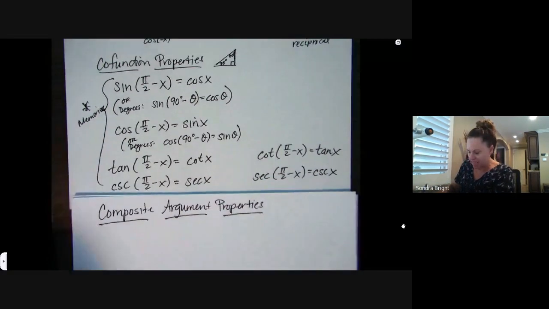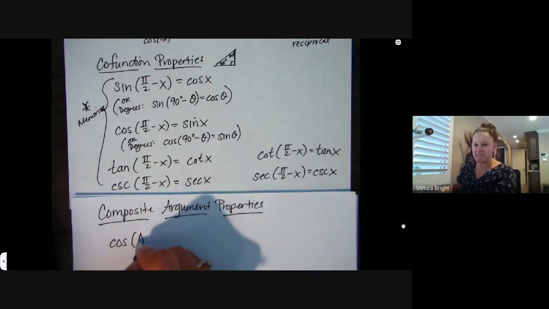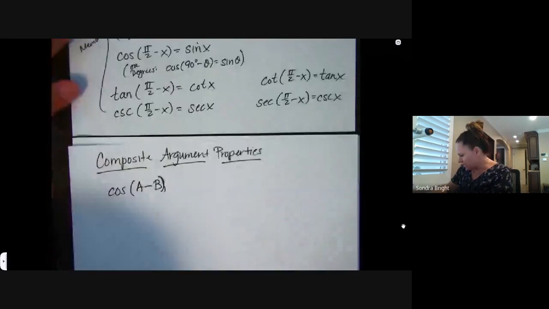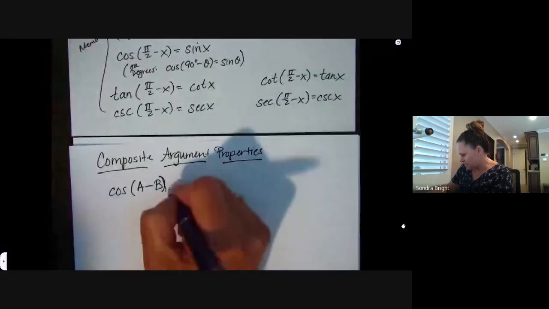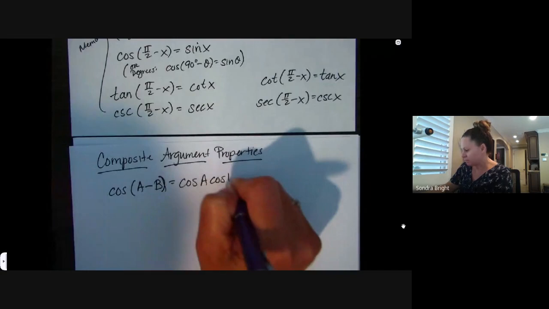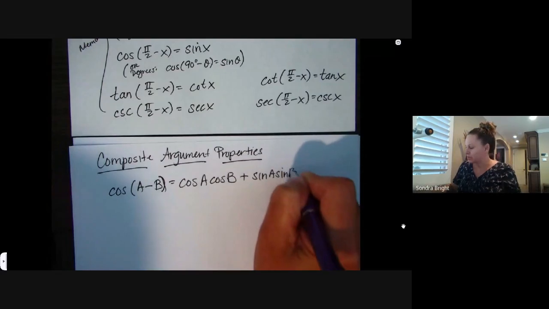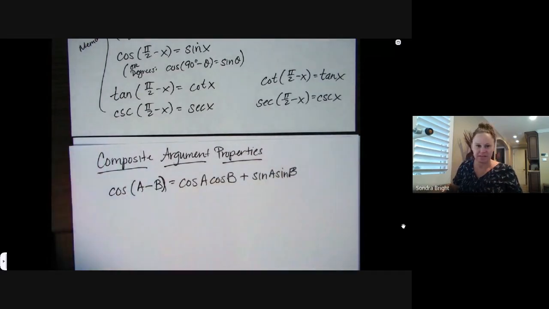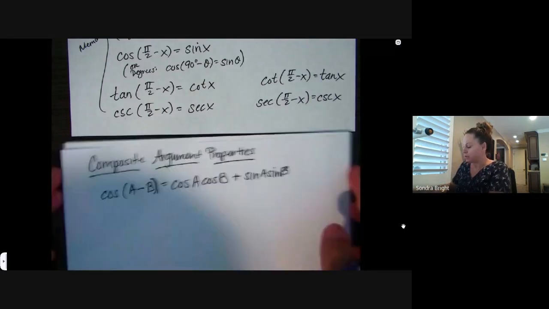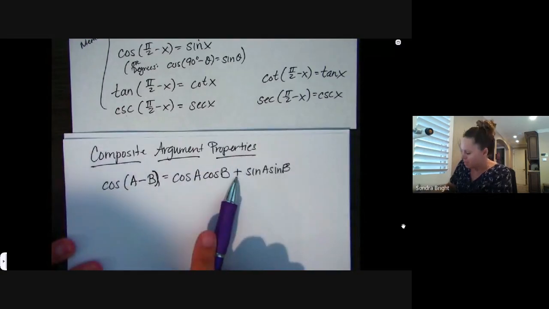Cosine of A minus B. So A is an angle, B is an angle. Cosine of subtracting them will be cosine of A times cosine of B. Change the sign. Sine of A, sine of B. So it's the cosine, cosine, sine, sine. Change the sign in the middle. That's the pattern for when it's cosine of two angles. Since this was a minus sign, it's a plus sign here.